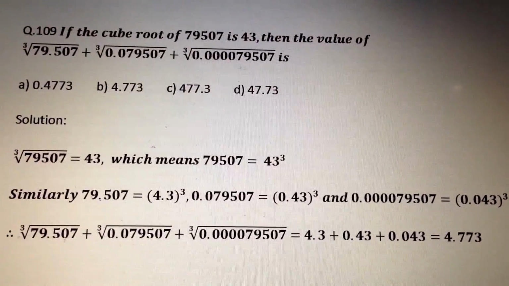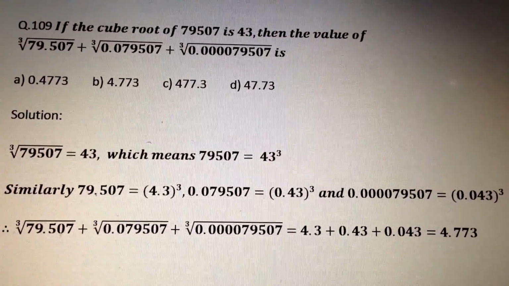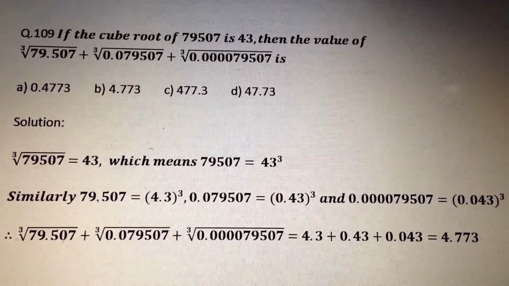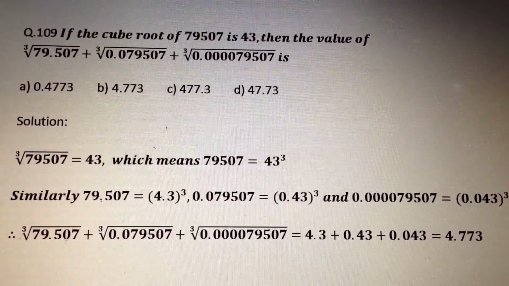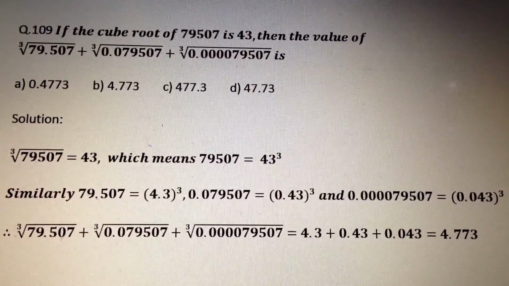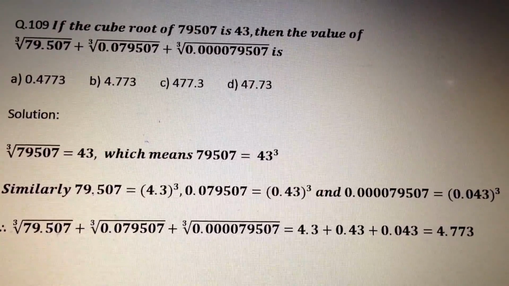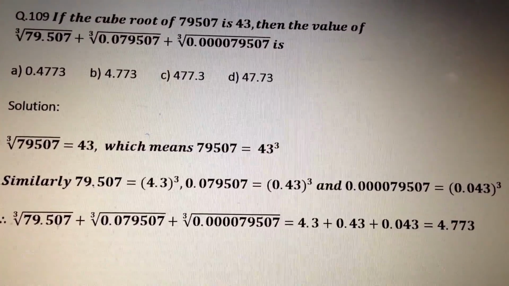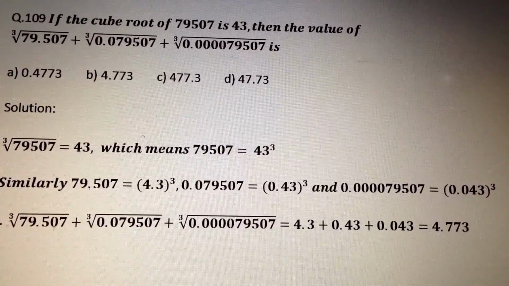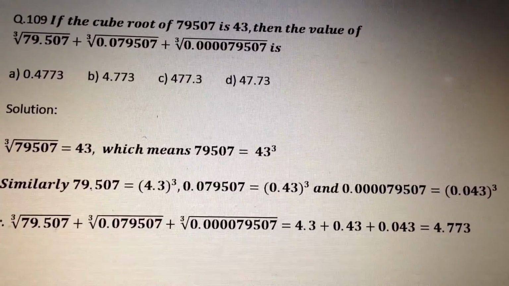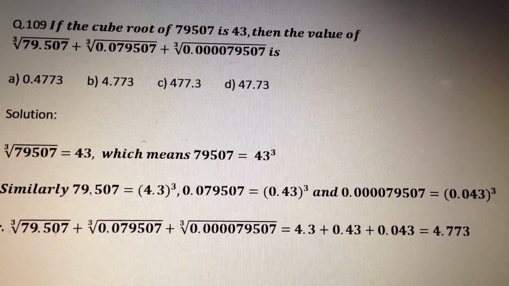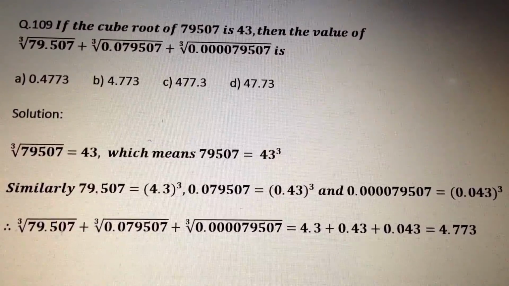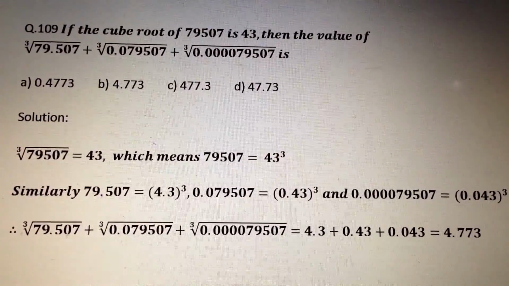Next question. If the cube root of 79,507 is 43, then the value of cube root of 79.507 plus cube root of 0.079507 plus cube root of 0.000079507 is. So this is simple, but okay, a confusion question.